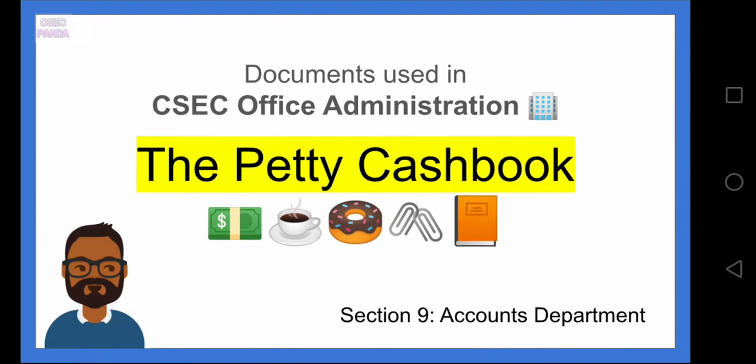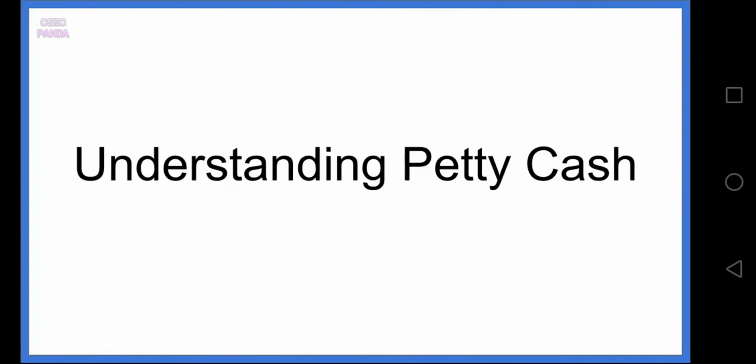Alright, so before I actually go into showing you how to answer the questions on the exam, that is how to balance the petty cash book and restore the imprest, I just want to make sure that you actually know what petty cash is. So obviously, as this is taken from the accounting section of the office admin syllabus, it is to do with cash and accounting.